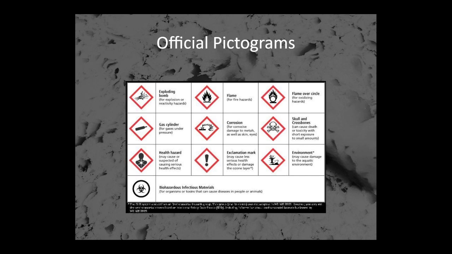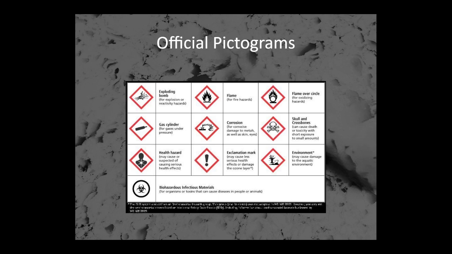A 9th pictogram, the biohazardous infectious material symbol, is used for organisms that can cause disease in people. While an environment pictogram exists under GHS, it is not currently a mandatory part of WHIMIS.